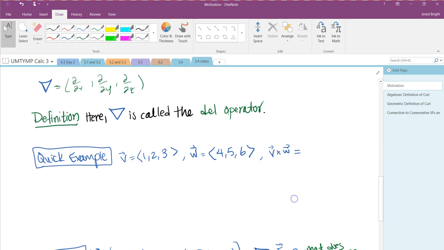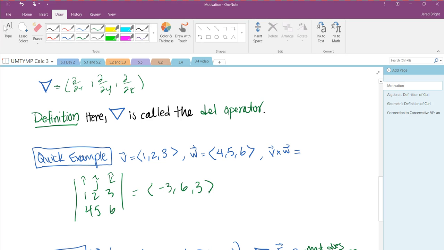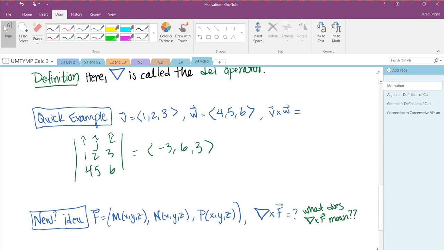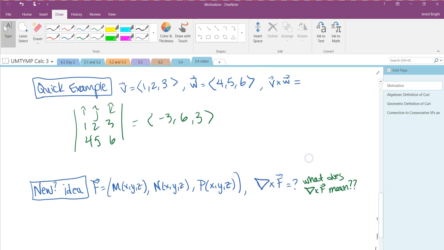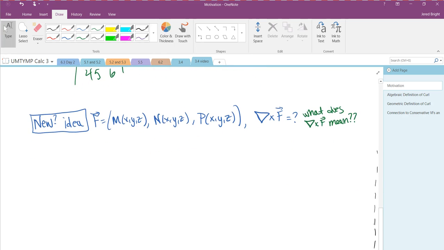To do the cross product, we end up doing a determinant. We do i, j, k, and then we do the first vector, so 1, 2, 3, and then 4, 5, 6, and you can check my work, but I ended up getting -3, 6, and -3. Okay, now we did this with 2 vectors. What if we're given a vector field, and we're doing the gradient cross this? Well, how can we do this? What does it mean? Well, let's do it mathematically and see what we get.